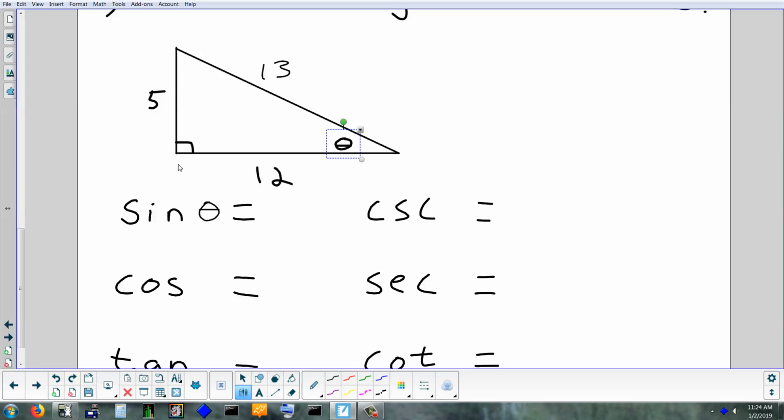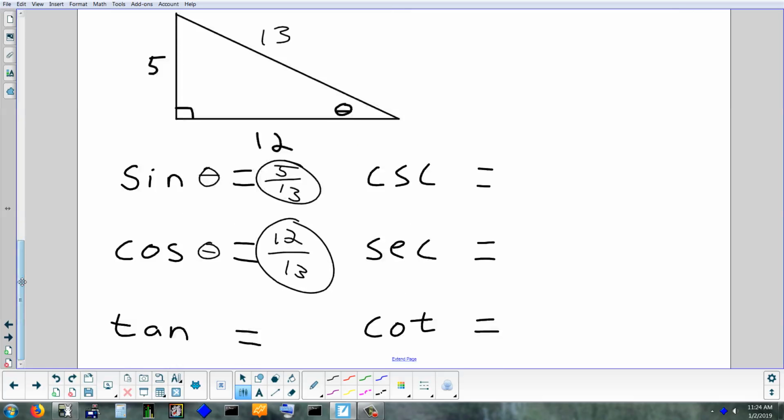Emily, what's the sine of theta? 5 over 13. Yep. And this is going to be nice because there's no roots. Kaylee, how about the cosine of theta? 12 over 13. 12 over 13. And Haley, what's the tangent of theta? 5 over 12. 5 over 12.